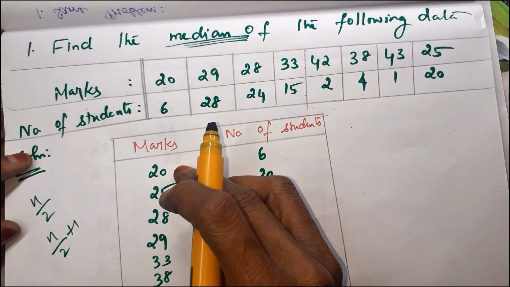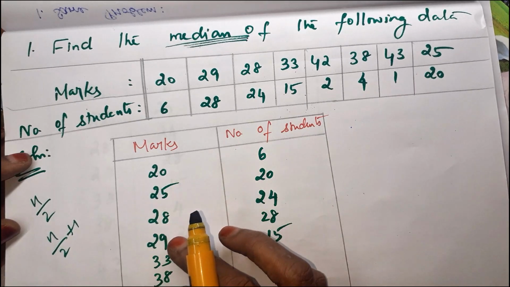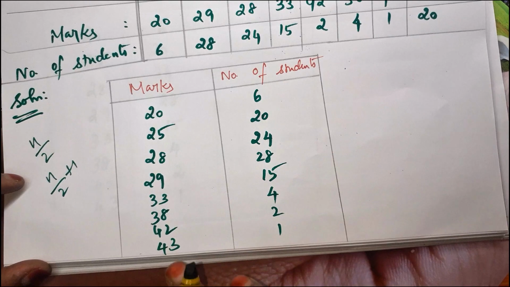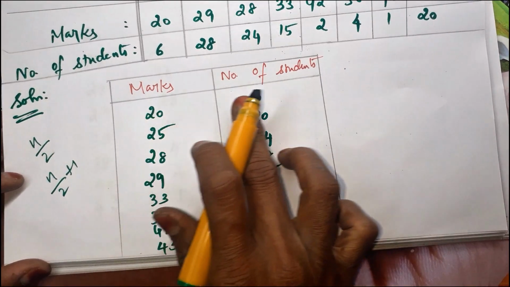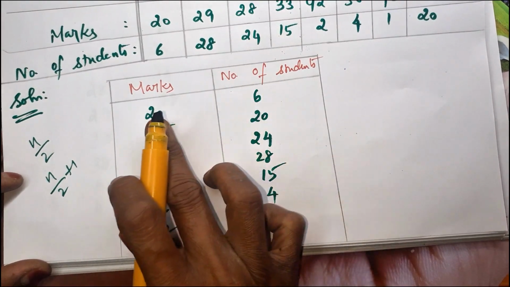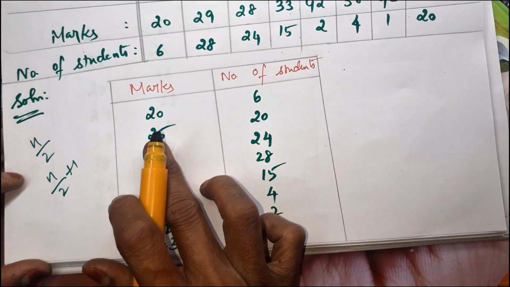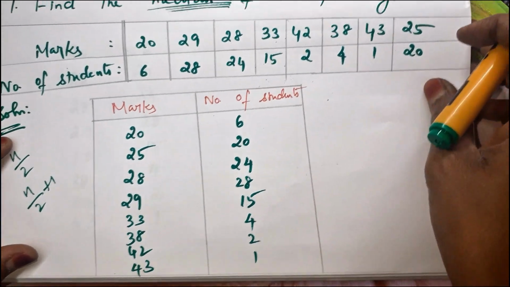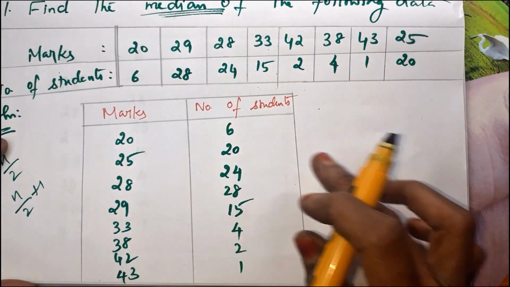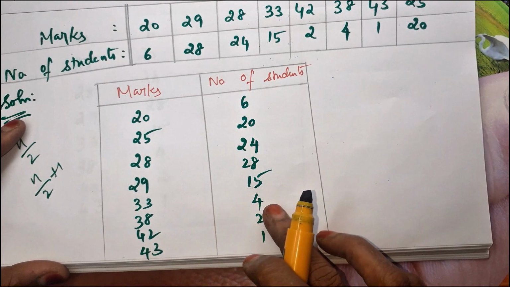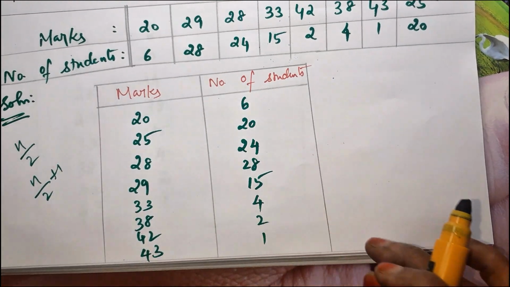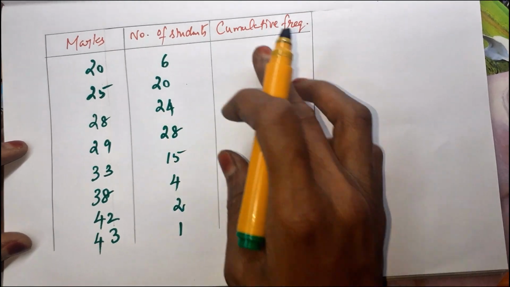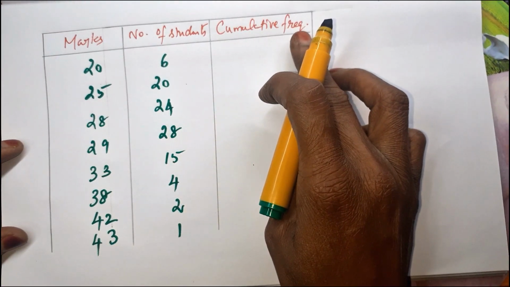The order what we got is 20, 25, 28, 29, 33, 38, 42 and 43. Accordingly, you have to write the frequencies given. Like that, we have to arrange everything and we have written everything in ascending order. This is the table where we are going to calculate a new thing which is termed as cumulative frequencies.